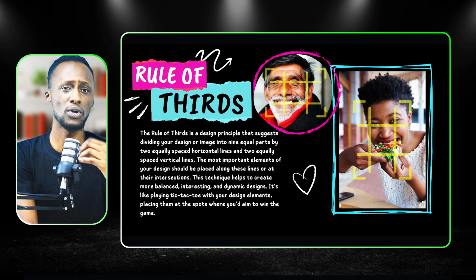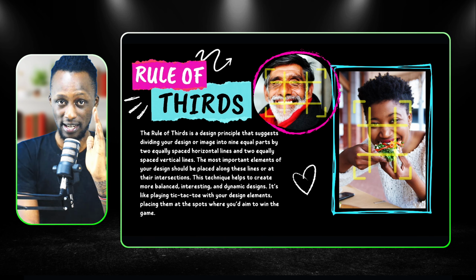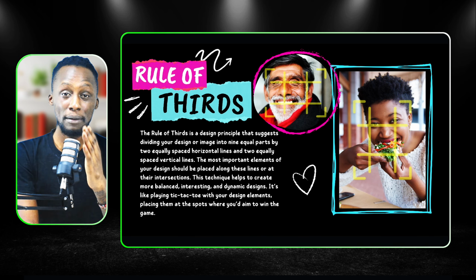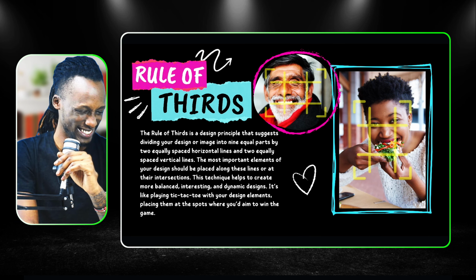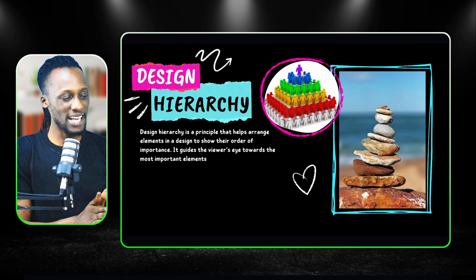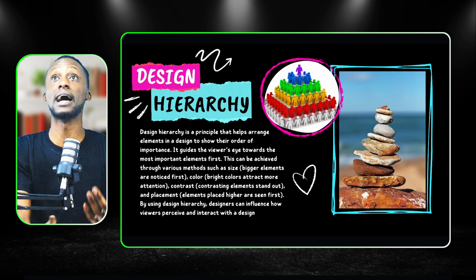So that's the first rule of design. It's called the rule of thirds. Remember, just divide your image like a tic-tac-toe game and you're good. The second rule of design is called design hierarchy. So what is design hierarchy?